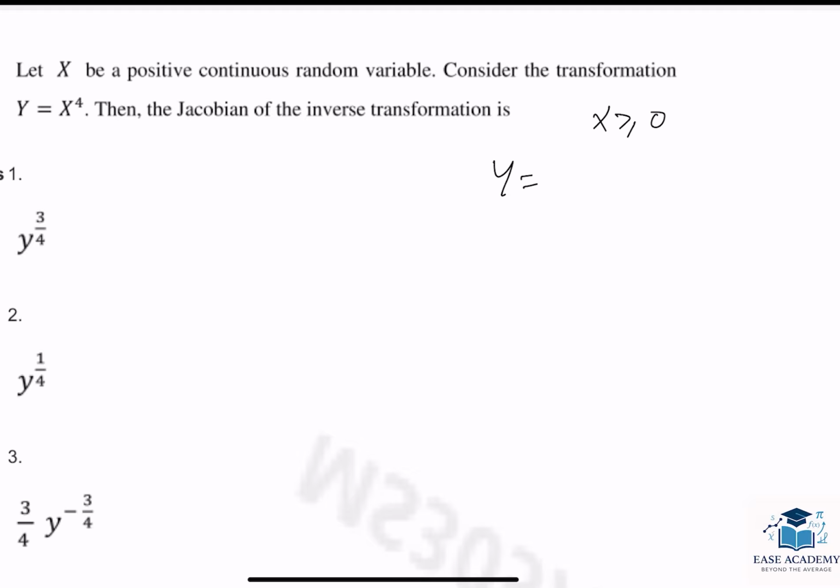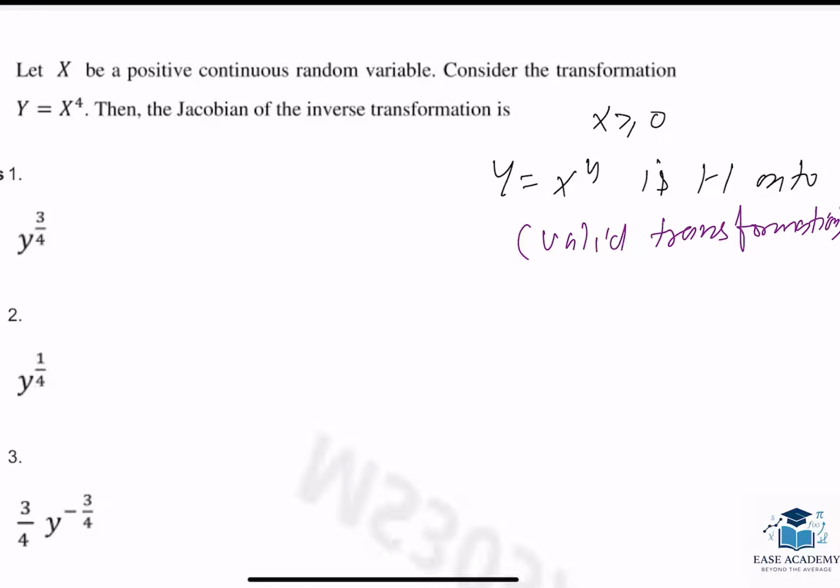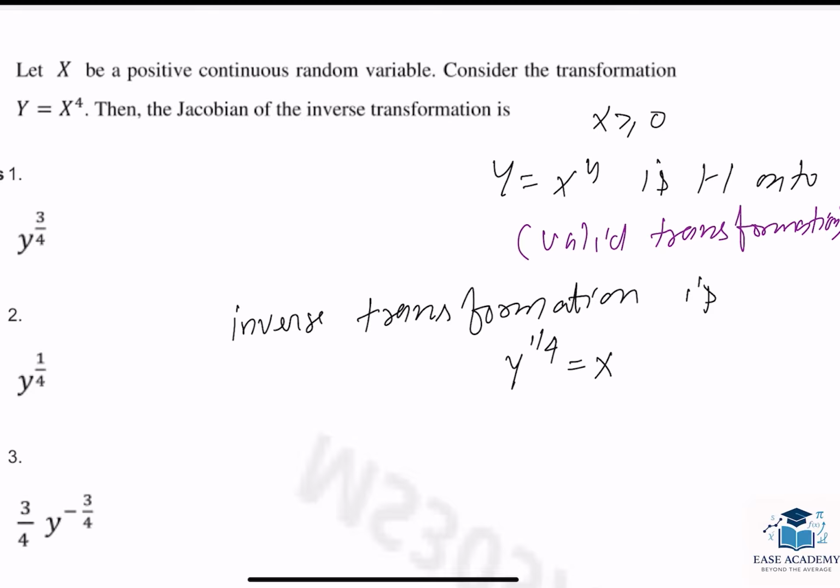So y equals x to the power 4 is one-one on the positive reals. So this is a valid transformation. Now the inverse transformation will be y to the power 1 by 4, that is equal to x.